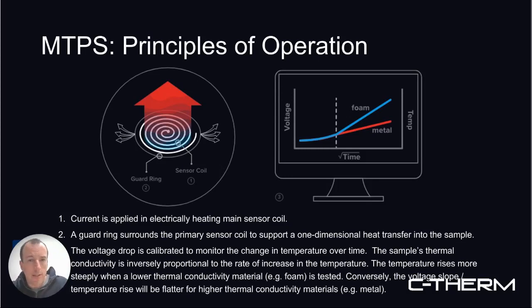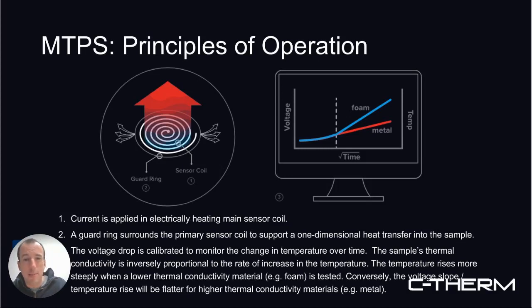So the raw measurement itself is a voltage plot. It's the voltage plotted over the square root of time. Now, the voltage is just used as a calibrated way of measuring temperature. Okay, so the voltage drop is calibrated as a temperature change. So it's a lot easier to relate to this if you think of it as just a change in temperature over time in terms of the measurement.